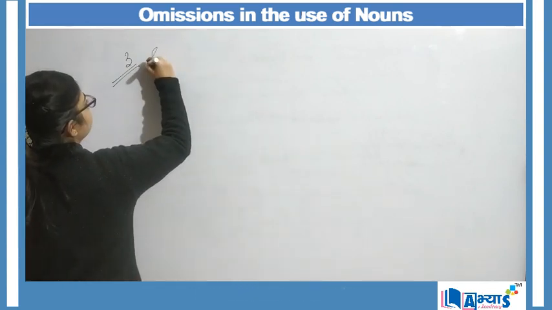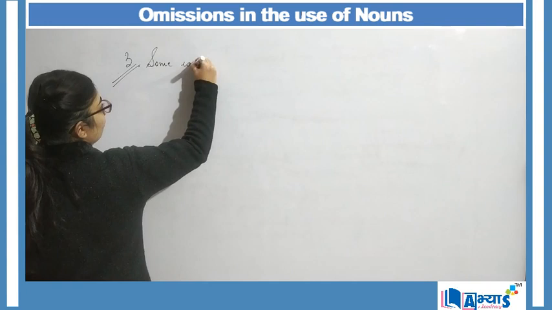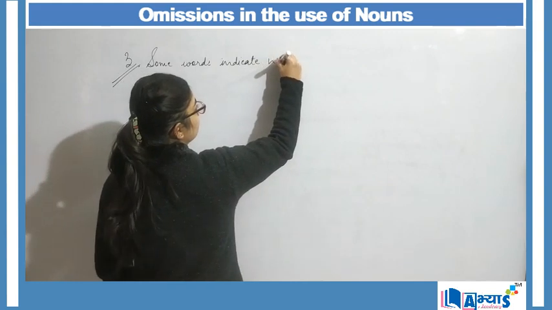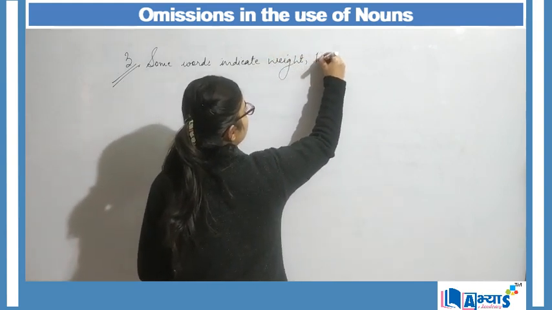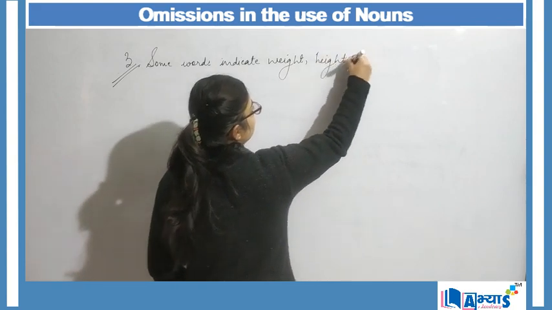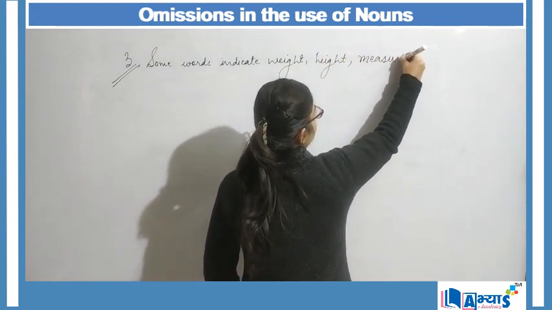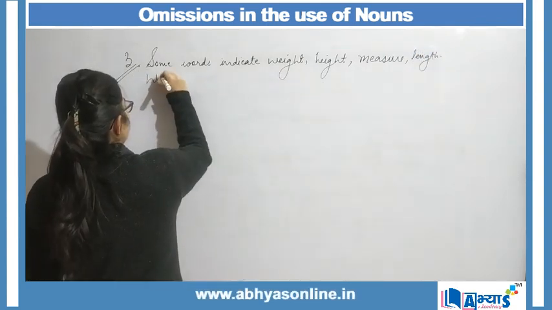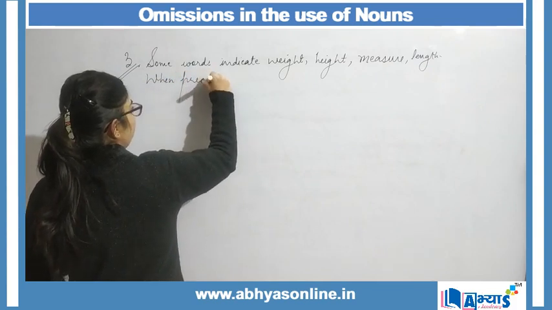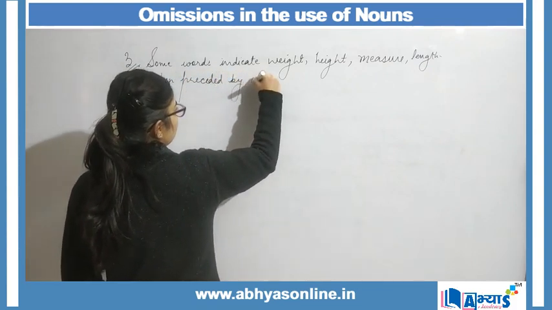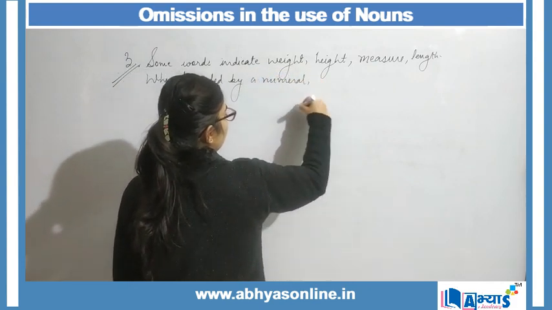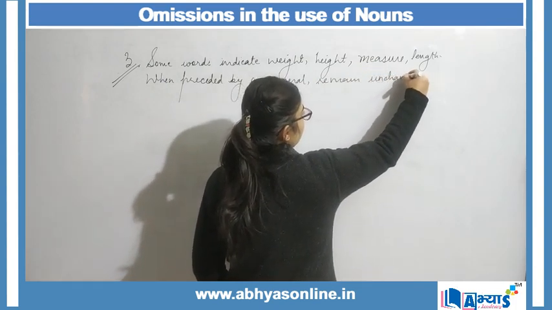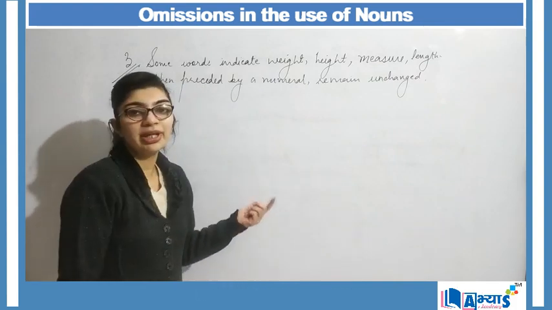So some words indicate weight, height, measure, length. When they are preceded by a number, they remain unchanged. Remember that they will remain unchanged.